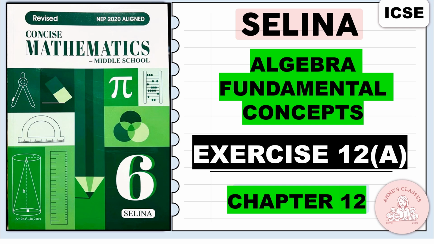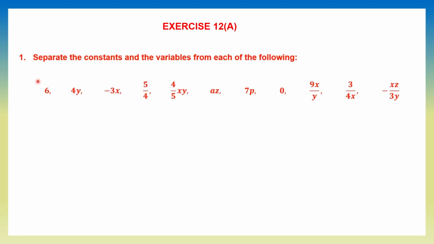Let's do Algebra Fundamental Concepts exercise 12A. Question 1 says separate the constants and the variables from each of the following. Now what are constants? In algebra, children, we come across two types of symbols. One is called the constants and the other is called the variable. Okay. Now what is a constant?